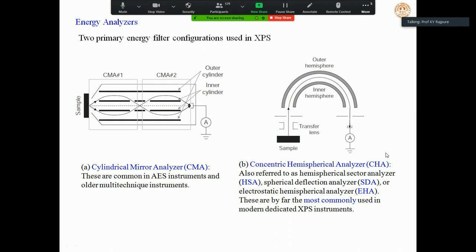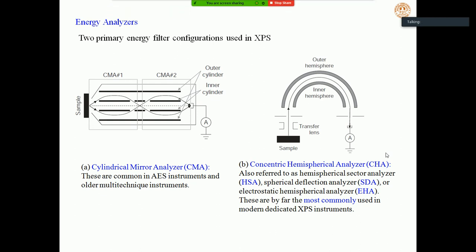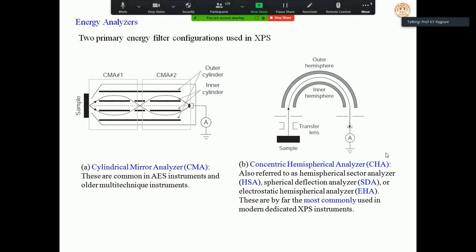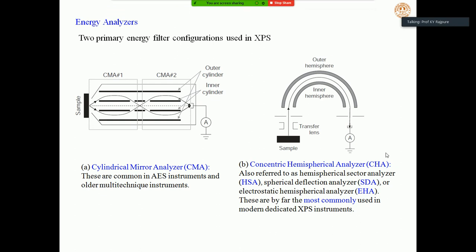Energy analyzers. This is the heart of the instrument. You illuminate a material with the help of X-rays and the photoelectrons are generated. And do all these generated photoelectrons carry the same kinetic energy? And if they carry the same energy, what is the number of electrons falling per unit area, per unit time, on a detector having the same energy? So this needs to be analyzed. This should be smartly done. And this is done with the help of the energy analyzer. And this is the heart of the technology of XPS.